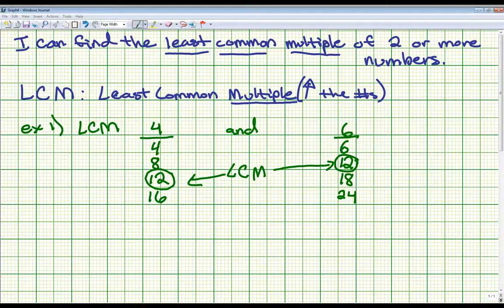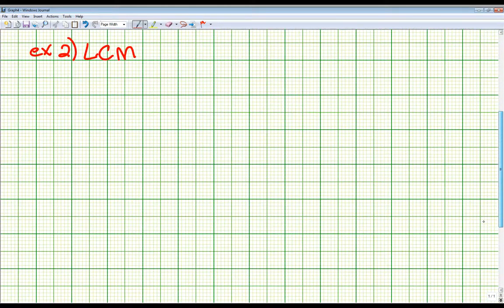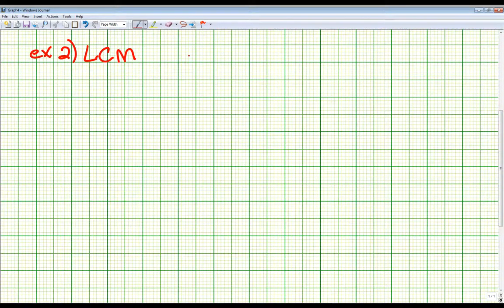Still working on LCM, but we're going to do a different strategy of finding it. So example 2 is all about finding the LCM, least common multiple, using prime factorization. This is just a different way you can find it. If you start listing out your multiples and you're finding that the list is just going on and on forever, you might want to try using a prime factorization instead. So if we want to find the least common multiple of 16 and 20.